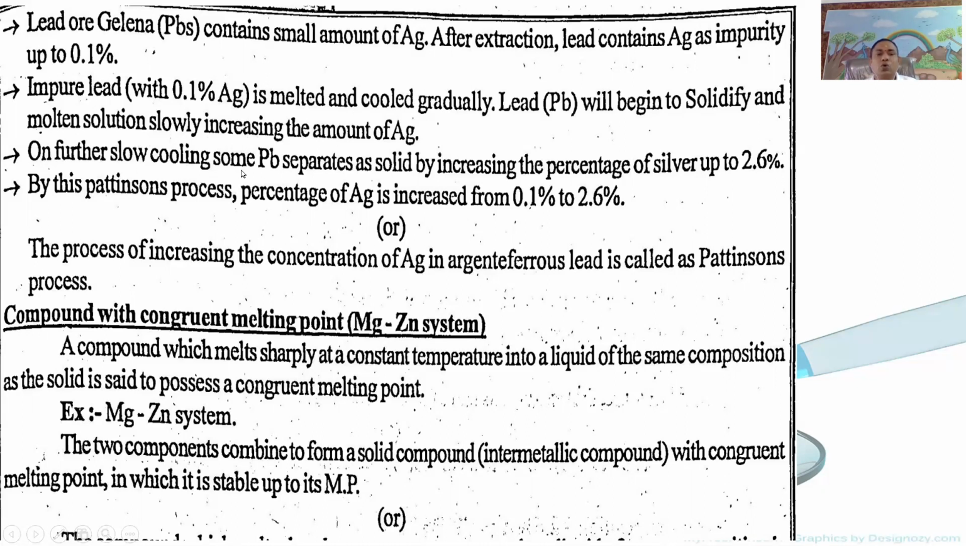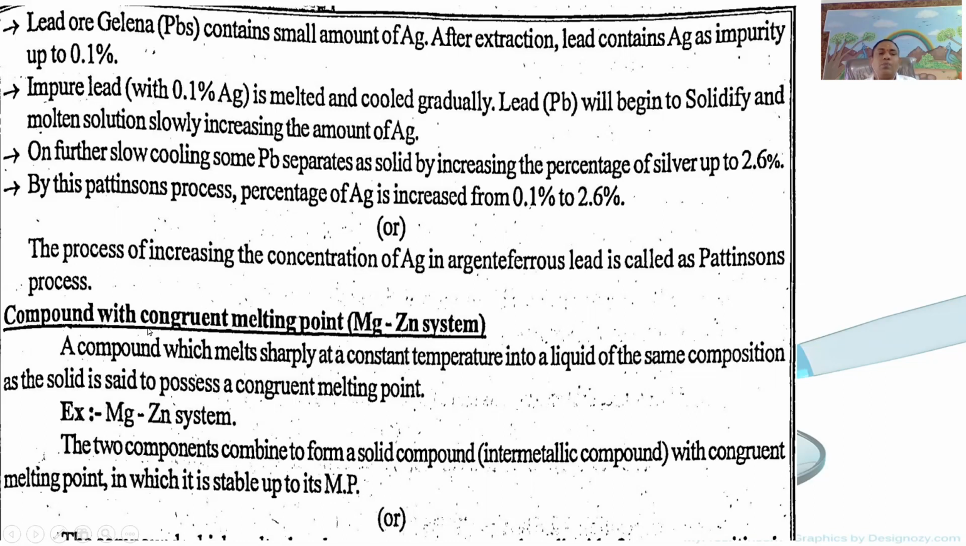On further slow cooling, some lead separates as solid, increasing the percentage of silver up to 2.6%. By this Pattinson process, the percentage of silver is increased from 0.1% to 2.6%. The process of increasing the concentration of silver in argentiferrous lead is called the Pattinson process.